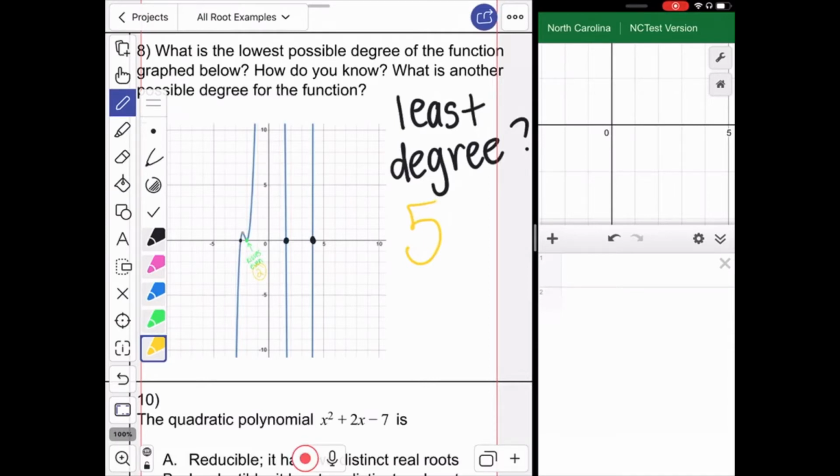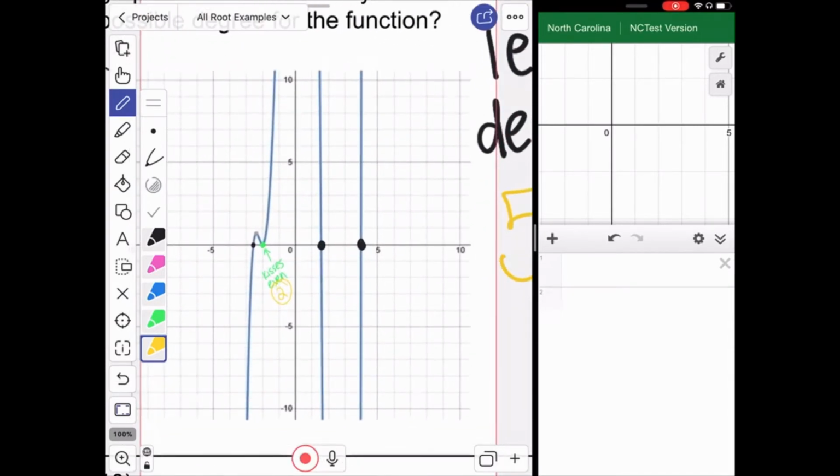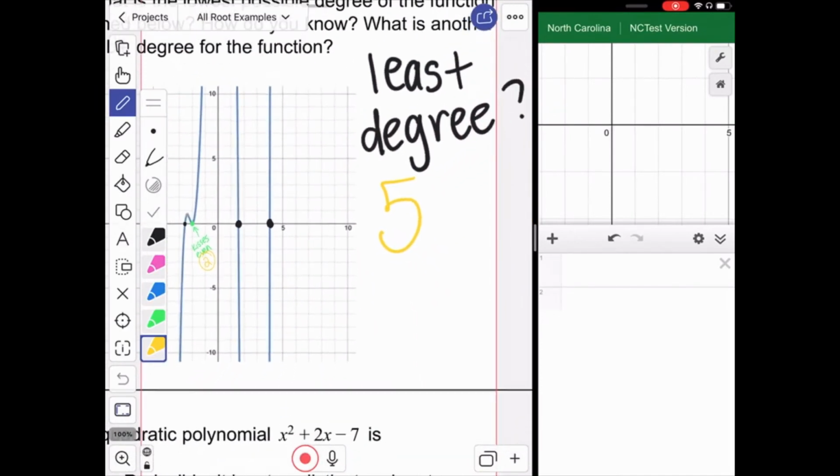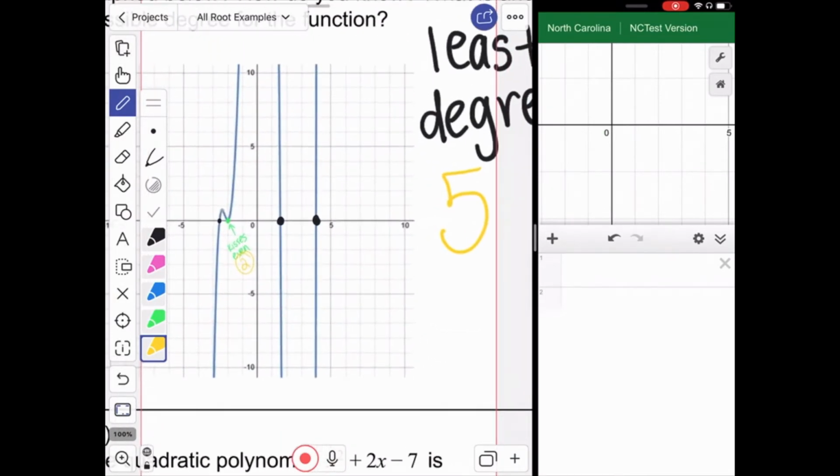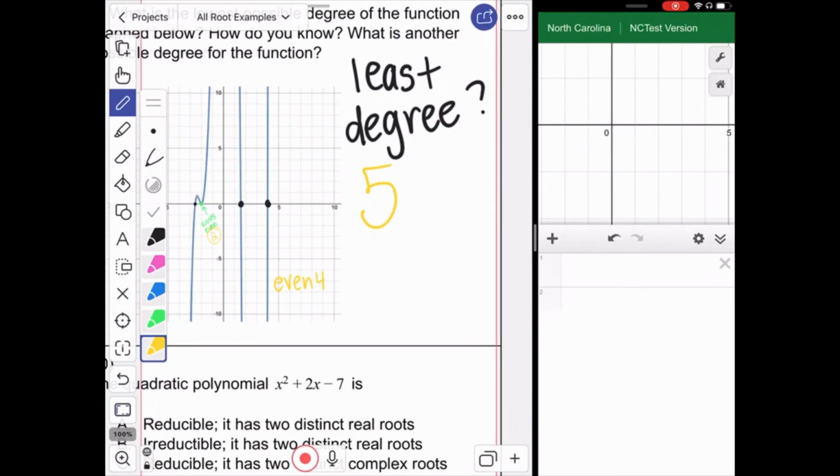And it says, how do you know? I put that I know because it's even multiplicity at that root. Now, what is another possible degree of this function? Well, another possible degree is if instead of saying that even is 2, we could say that even is 4. But that wouldn't be the least degree. I could say that it has 1, 2, 3, 4, 5, 6, 7 roots. So depending on the multiplicity, that determines the degree of the problem. But the least degree is 5.